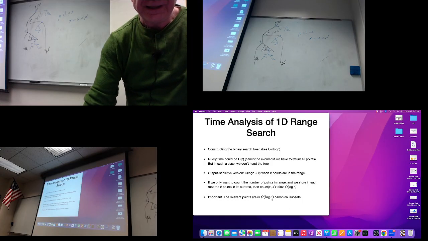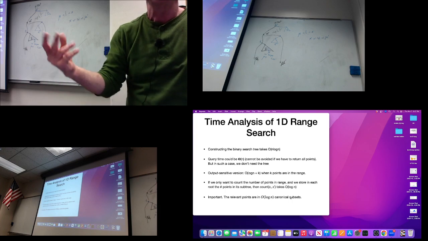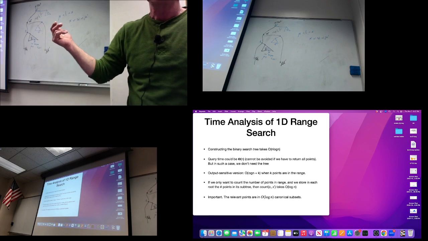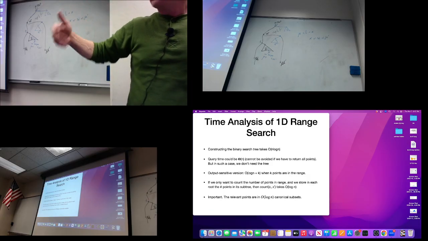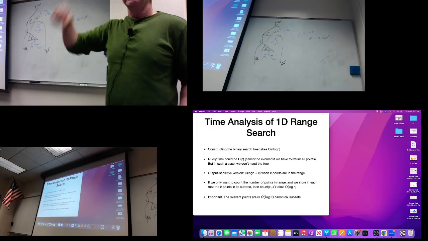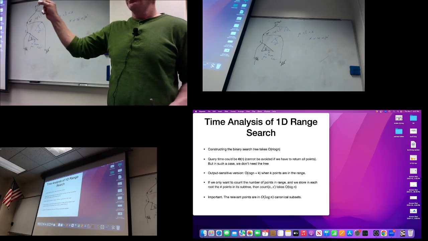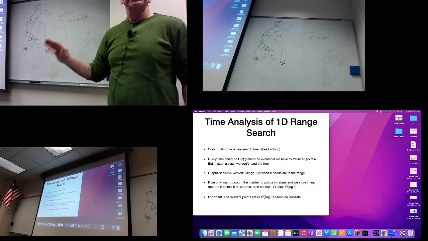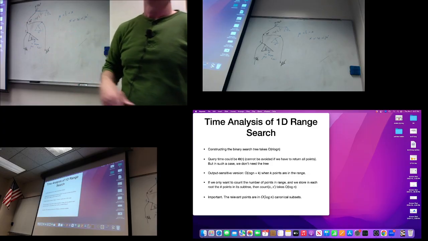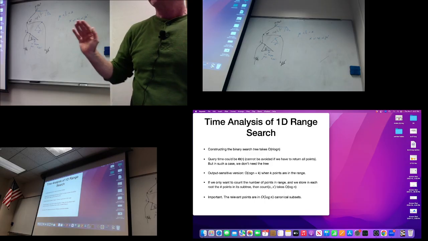So there are only order log n canonical subsets. And canonical subsets, at the moment, will just be the root of a subtree. We want to discuss what is in a canonical subset for this tree. I'll give you a node, I'll tell you everything in this node, and we'll call it a canonical subset. Why do we use such pretentious terms? You'll see.